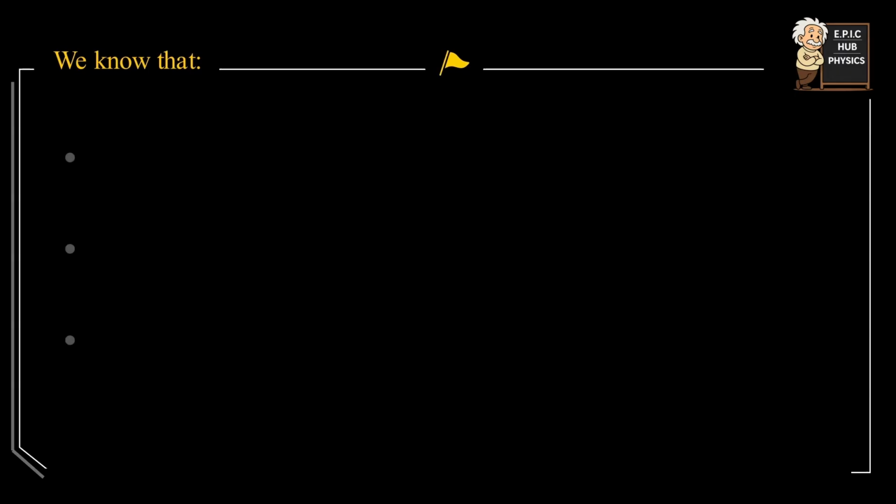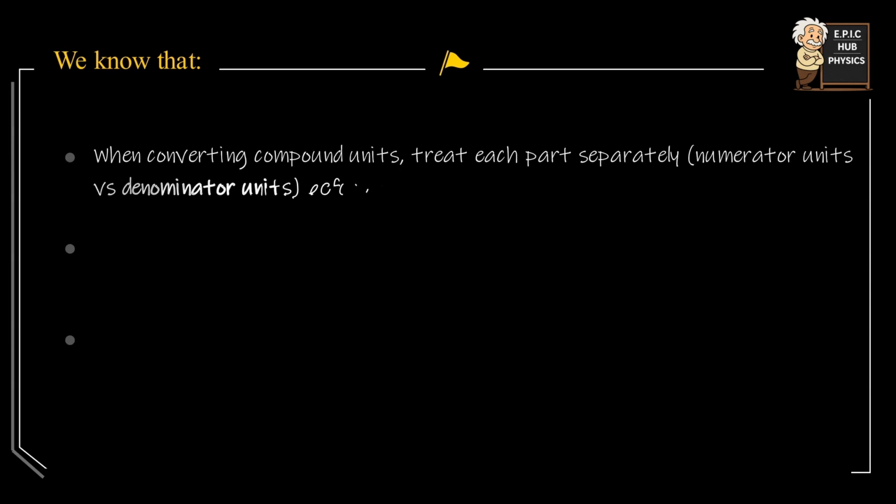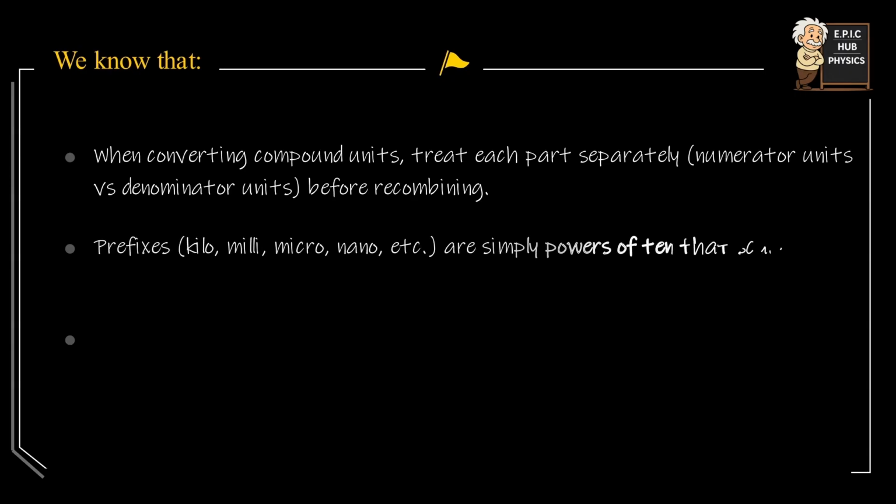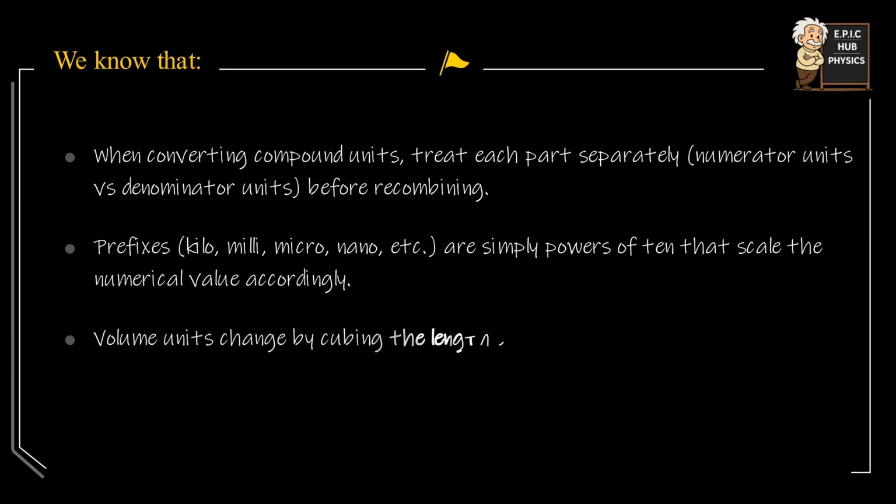So let us begin by recalling what we already know. We should know that when converting compound units, which for example is the ratio of 2 units, we treat the numerator and denominator separately before recombining them. We know that prefixes such as kilo, milli, micro, and nano simply represent powers of 10, which scale the numerical value. Another important idea is that volume units change by cubing the length conversion, since volume depends on 3 dimensions.